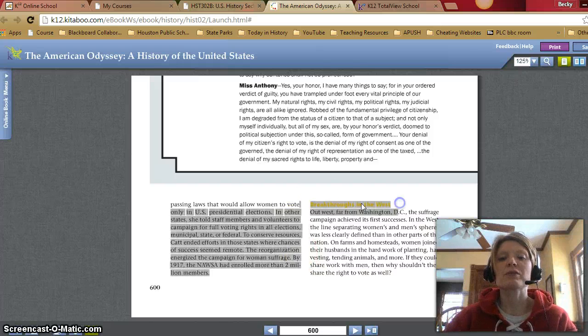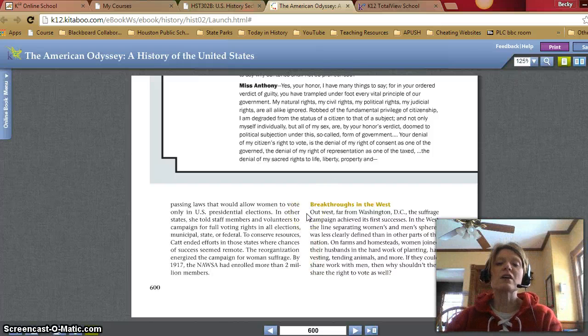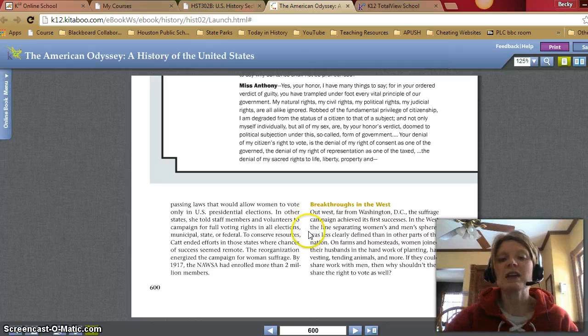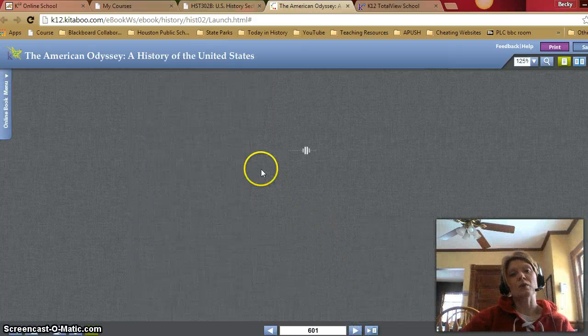All right, let's read Breakthrough in the West. Out west, far from Washington, D.C., the suffrage campaign achieved its first successes. In the West, the line separating women's and men's spheres was less clearly defined than in other parts of the nation. On farms and homesteads, women joined their husbands in the hard work of planting, harvesting, tending animals, and more. If they could share the work with men, then why should they not share the right to vote as well?